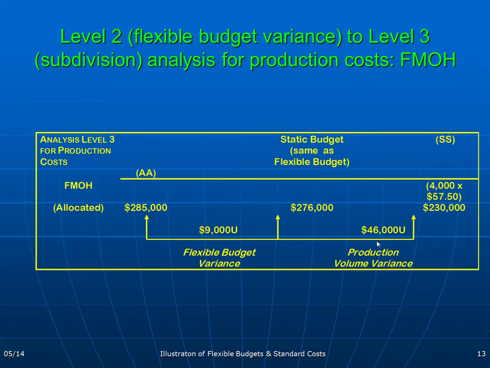Now, the easiest way to understand this is, let's assume that you produced 0 units. What would these numbers be? Well, that wouldn't be any different because that's a fixed cost. That wouldn't be any different. But what would this be? This would be 0. And so what would we have had here? We would have had a $276,000 production volume variance, which would reflect the fact that we operated at 0% capacity.